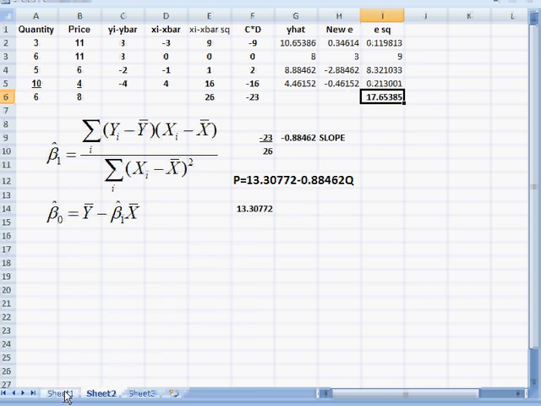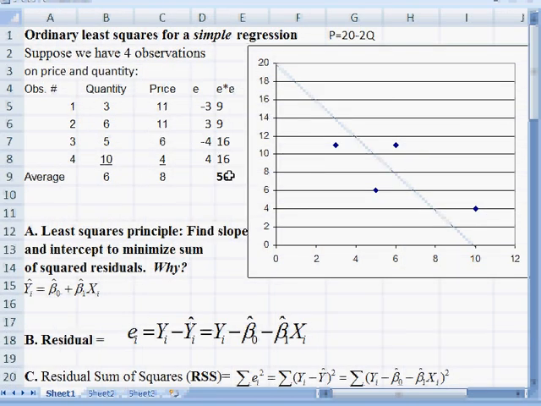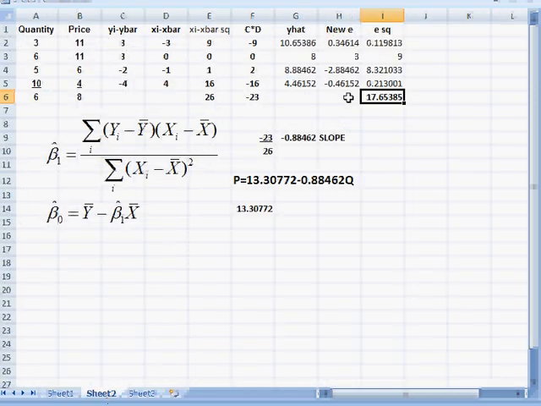Let's go back to the other sheet. What was my sum of squared residuals before? 50. Now, with the best line, sum of squared residuals, less than 18. We've cut it much more than in half, using these formulas to find the best line.